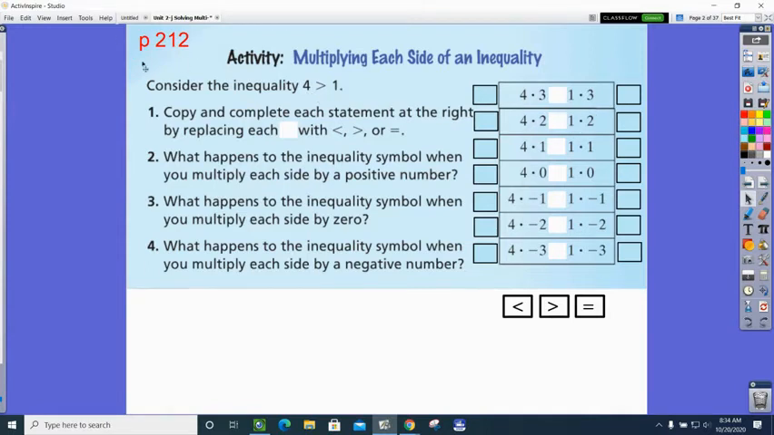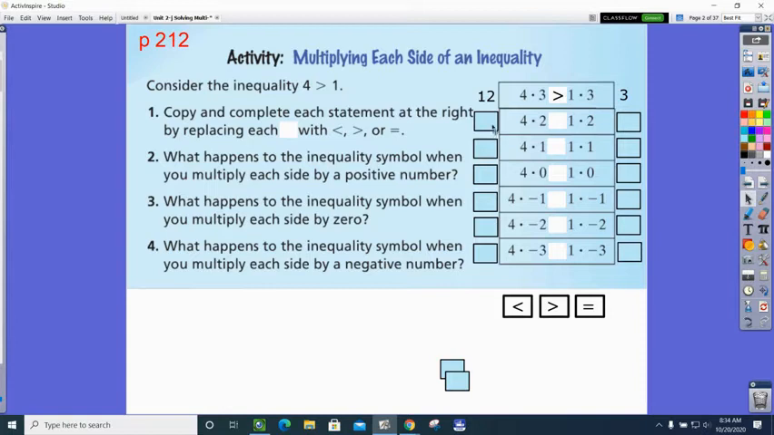By the way, this is page 212 in your textbook. We're going to take this inequality, 4 on the left, 1 on the right, and little by little, we're going to multiply by increasingly smaller numbers. So we start with 4 times 3, 12 on the left, and 1 times 3, 3 on the right. And the inequality is still a greater than.